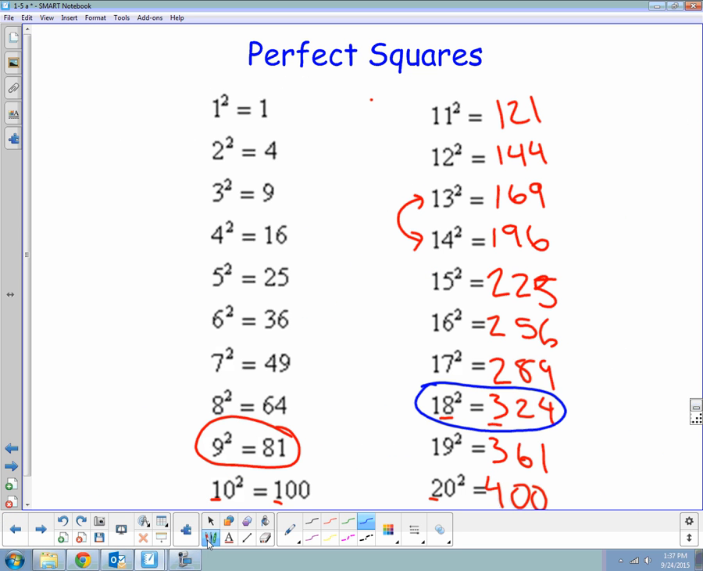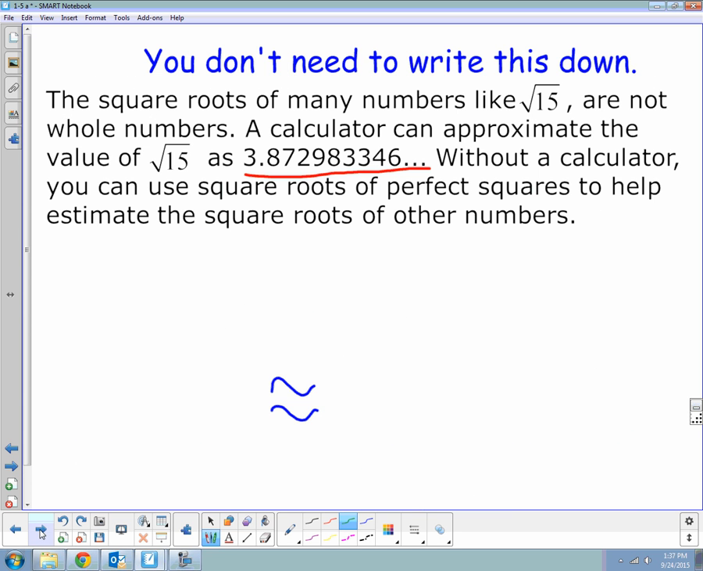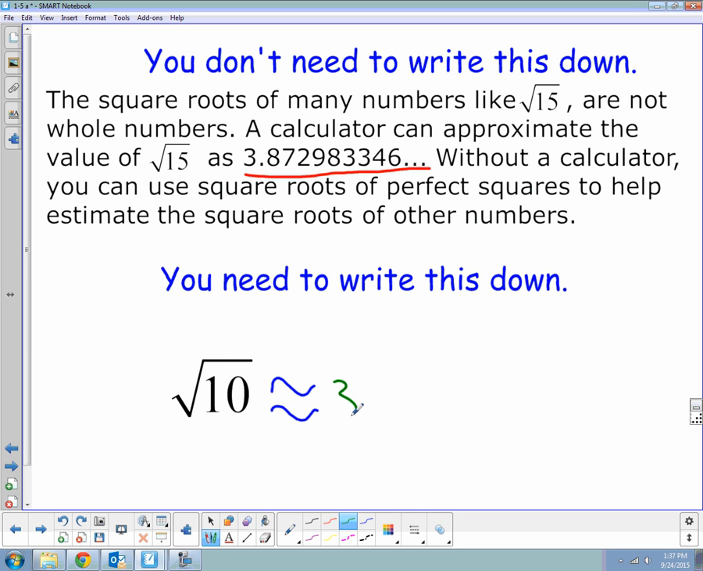I know that 3 times 3 is 9. That's close. And 4 times 4 is 16. So 10 would be somewhere in between there. And it would probably be pretty close to 3. So we're going to say that about 3.1. The square root of 10 is about 3.1. Now that's not perfect because nobody knows what it is perfectly. However, if you put it in a calculator, the square root of 10, we get 3.1622776. It goes on for a while.